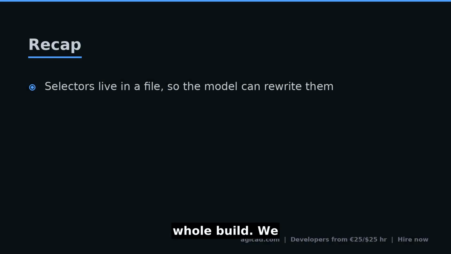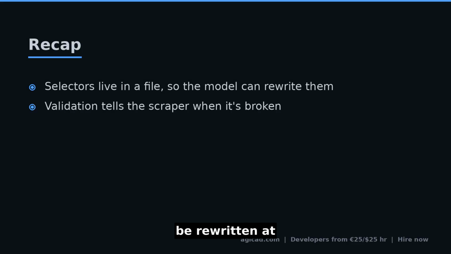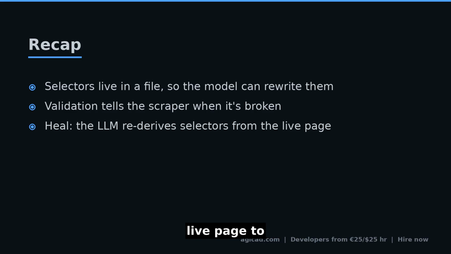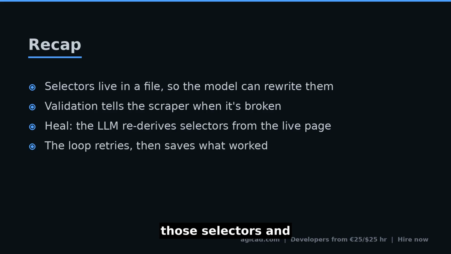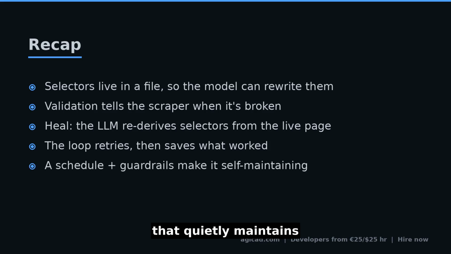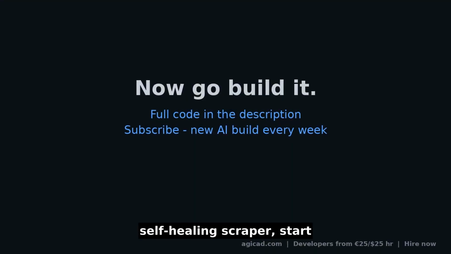Let's recap the whole build. We kept selectors in a file instead of in code, so they can be rewritten at runtime. A one-line validation step gives the scraper the self-awareness to know when it's broken. The heal step hands the live page to a language model and gets back fresh selectors. The loop retries with those selectors and saves the ones that work, so every fix is permanent. And a schedule plus a few guardrails turn the whole thing into a scraper that quietly maintains itself. That's maybe 50 lines of Python standing between you and never fixing a broken selector by hand again. That's a complete self-healing scraper, start to finish.